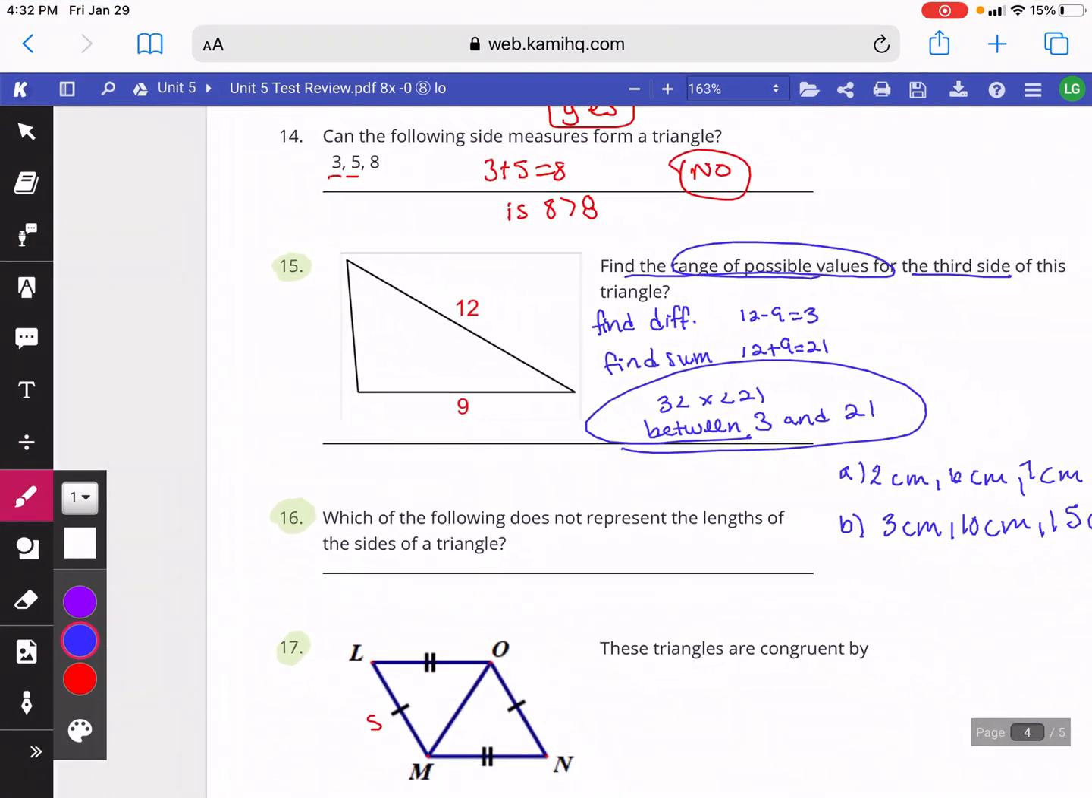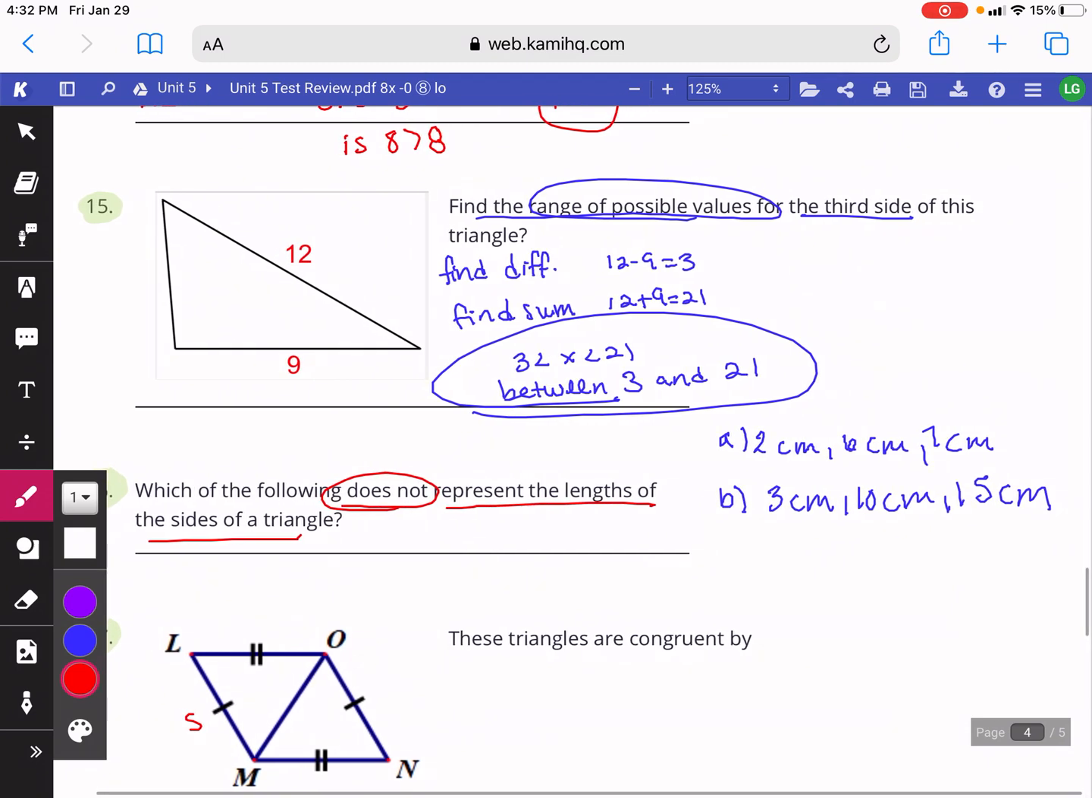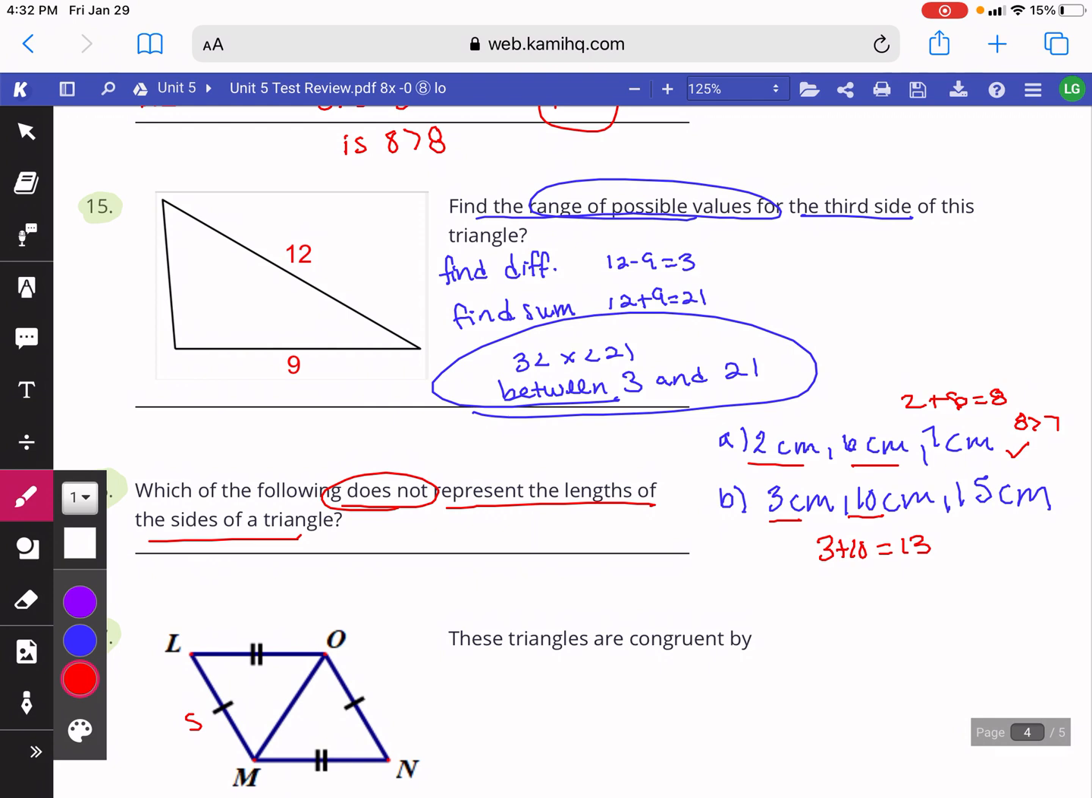This next question is checking that we still understand the sides of triangles. It wants to know which of the following does not represent the lengths of the sides of a triangle. So I'm going to add the two smaller sides and check if it's greater than the third side. Here, 2 plus 6 is equal to 8, and 8 is greater than 7. So that could be the sides of a triangle. Our next one, we're going to add 3 and 10. 3 and 10 is equal to 13. 13 is not greater than 15. So this one could not be the sides of a triangle. Since this one said which one does not, the answer would be B.